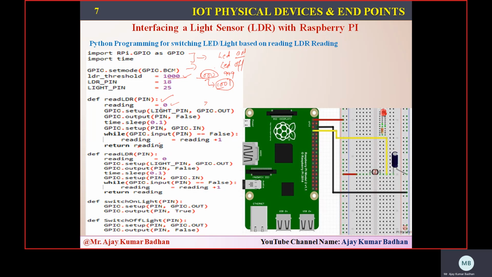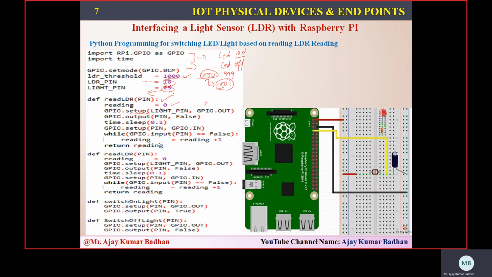So for that we are initializing the reading variable as 0. I first have to set up the pin, which pin I wanted to use. If you see here, I am using pin number 18 for the LDR pin and a pin for the light. The LED will be connected to pin number 25, whereas the LDR pin is connected to pin number 18. You can see this.